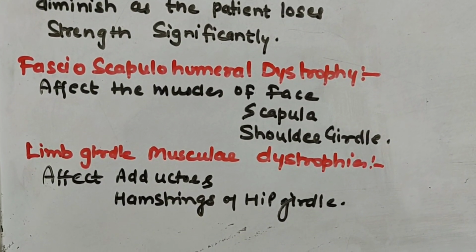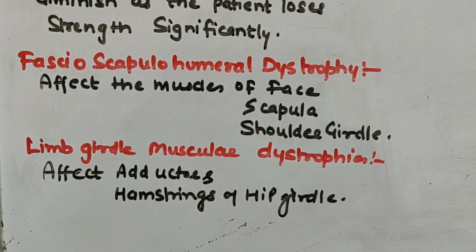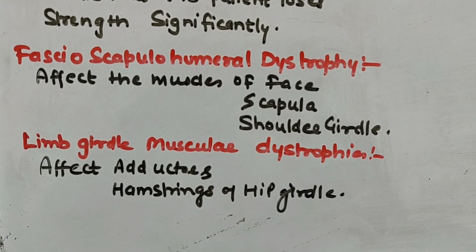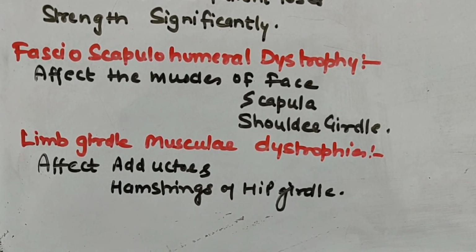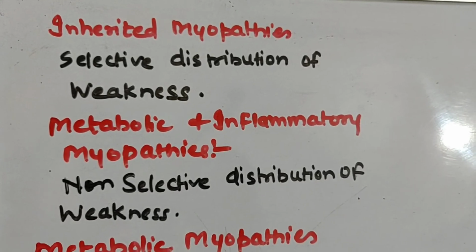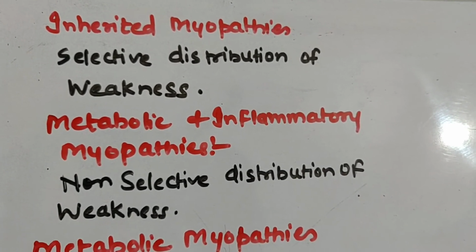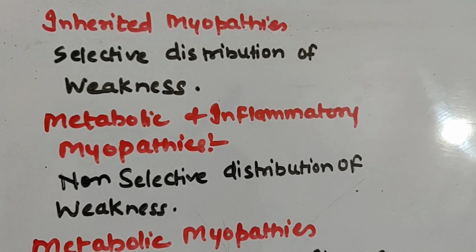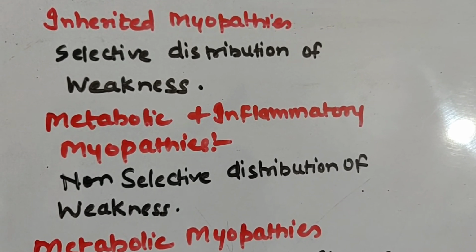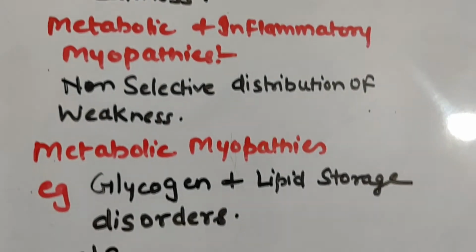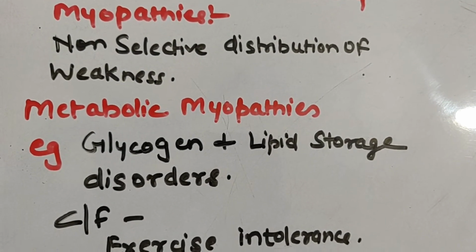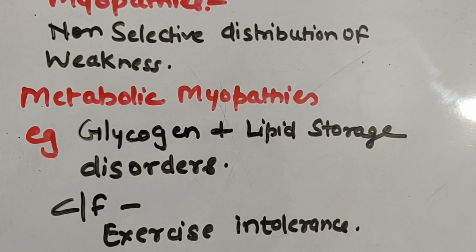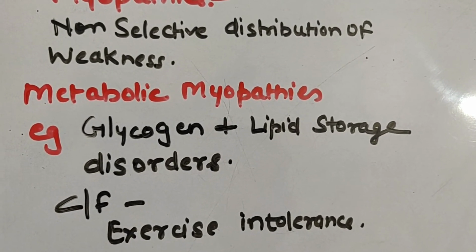Facioscapulohumeral dystrophy affects the muscles of face, scapula and shoulder girdle. Limb girdle muscular dystrophies affect adductors and hamstrings of hip girdle. Inherited myopathies have selective distribution of weakness. Metabolic and inflammatory myopathies have non-selective distribution of weakness. Glycogen and lipid storage disorders come under metabolic myopathies. Clinical feature is exercise intolerance.